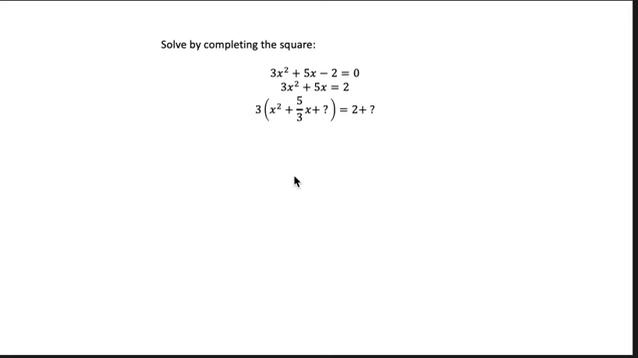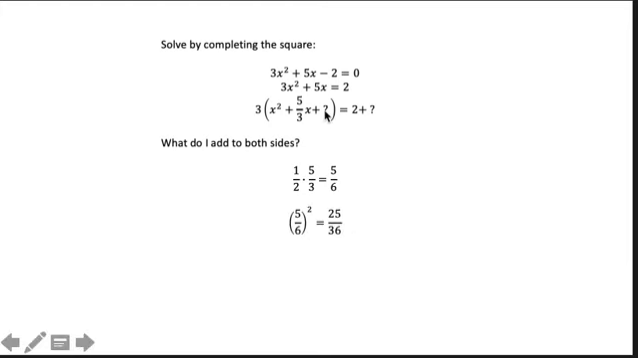So when we factor out 3, and this is kind of weird because 5 isn't divisible by 3, but when I divide each of these terms by 3, I get x squared plus 5/3 x. And then we're at that same point where we're going to have to add some number to both sides to make this a perfect square. So what do I add to both sides? Well, remember we want to take 1/2 of the middle term, 5/3, which is 5/6, and then we want to square that, which is 25 over 36. So I'm going to add 25 over 36 in here.